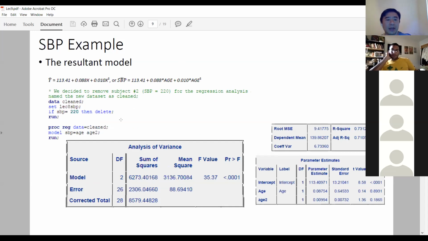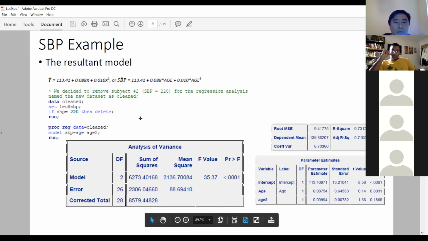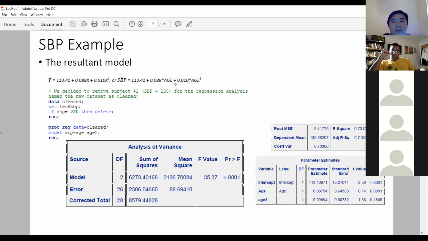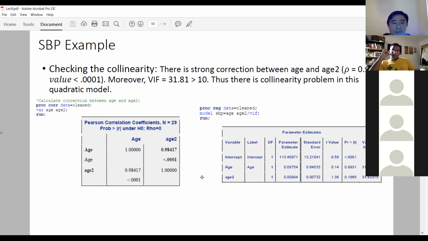So in this example, we're actually testing if the quadratic term of age is significant, or can better improve the prediction power of the model itself. The key thing you have to remember is that if you use the quadratic terms together with the linear terms, they may be highly correlated. This can be seen from the Pearson correlation coefficient.